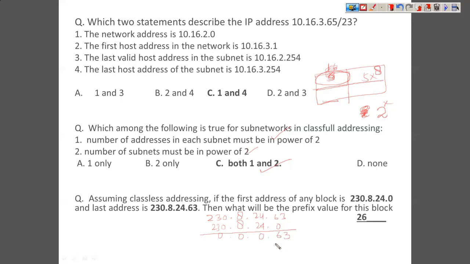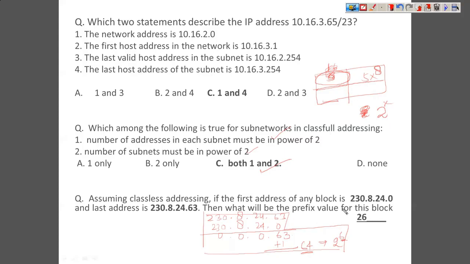So how many addresses are there? If you remember, we discussed some numericals, so you have to add. So 0 to 63 is plus 1, that is 64 addresses are available in this block, and 64 addresses means this is 2 power 6. So 6 bits we have actually used here.